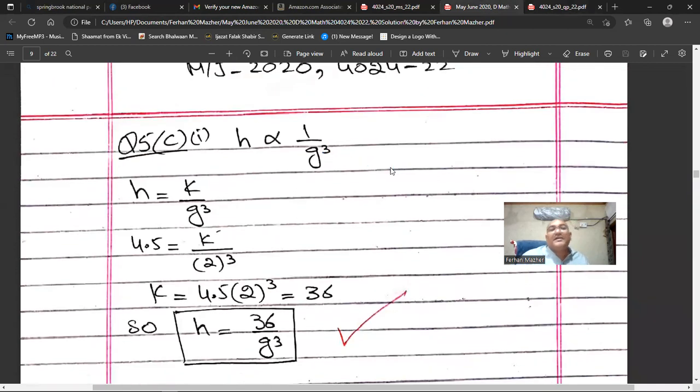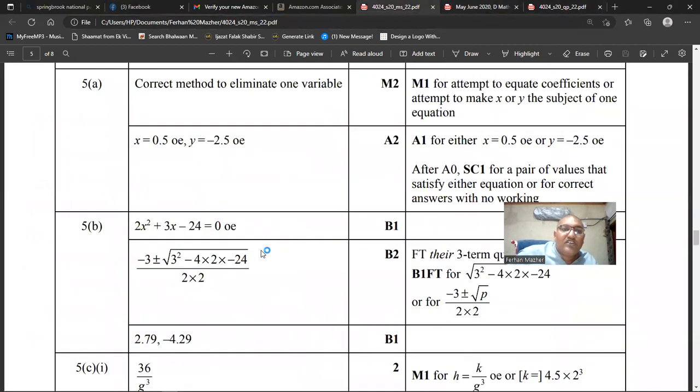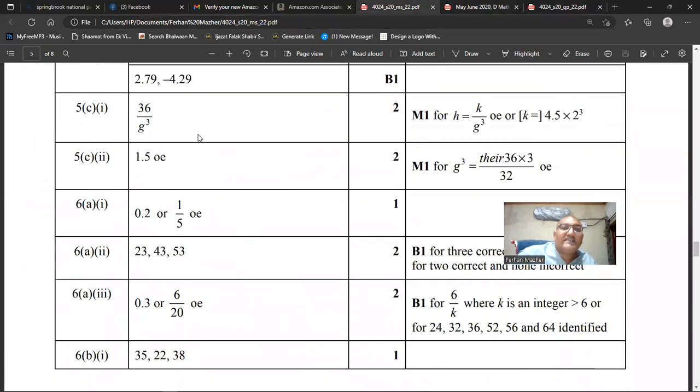So H is proportional to 1 by G cube, and when you remove the proportional sign, you introduce a constant here, and the constant here is K. So H is equal to K by G cube. Put the values. H is 4.5, G is 2. So 4.5 is equal to K by 2 cube. So 4.5 equals K by 8. So K will be equal to 4.5 multiplied by 8, and that will give you 36. So the K value is 36. So the formula will become H is equal to 36 by G cube. So you can see here, this answer is right.